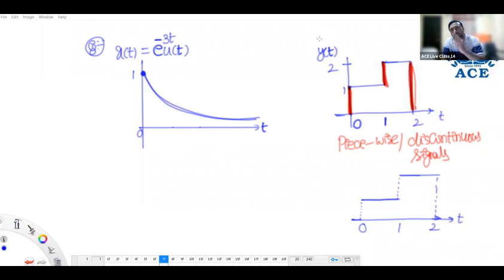But the y(t) signal has three jump locations. Discontinuity is also called a jump. So what are the jump locations here? 0, 1, 2. At those instants, amplitude is not defined.